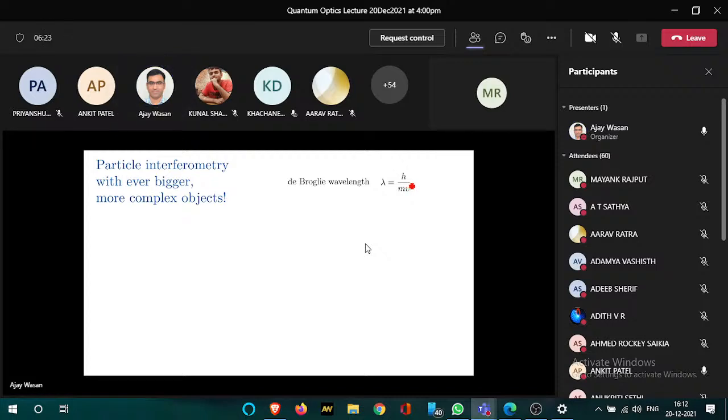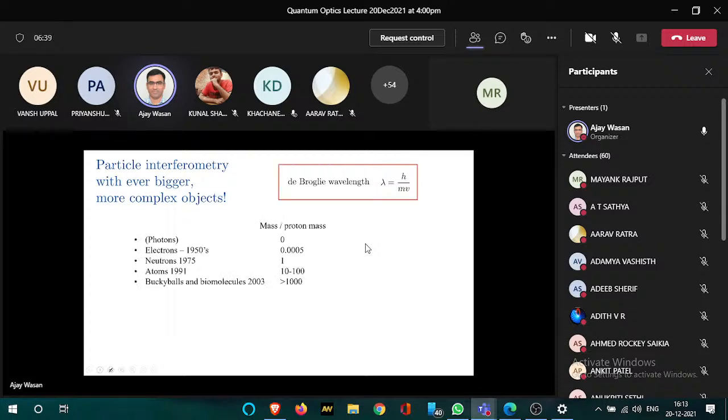Planck's constant. Very good. m is the mass of the particle, and v is the velocity. So first I will discuss the m, then we'll see what will happen with the v. So, very famous equation. Here I'm just showing some particles, for example, the photon, which has zero mass.